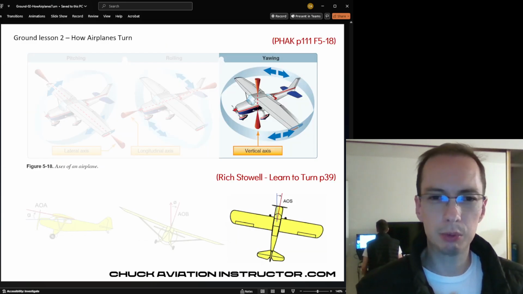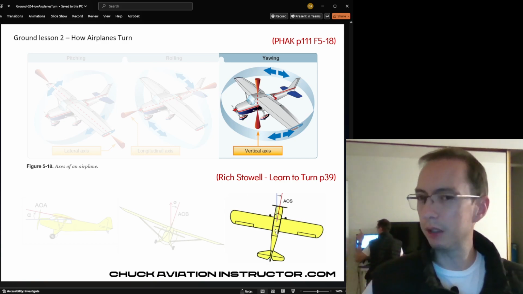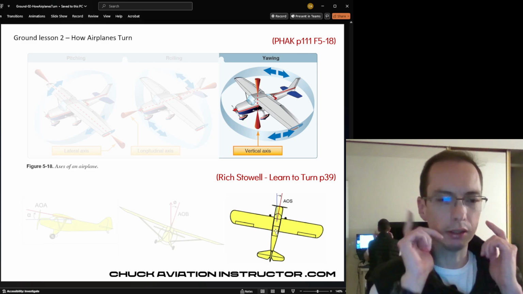So here's what the rudder does. It controls the angle of slip, and all that matters to the pilot is that it will move the nose of the airplane from the pilot's ear to the other pilot's ear.